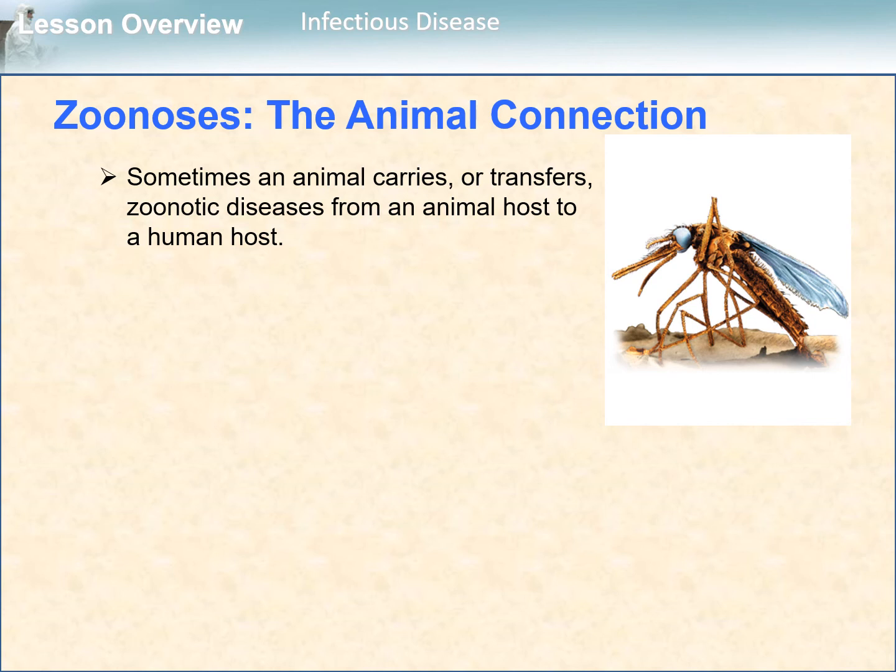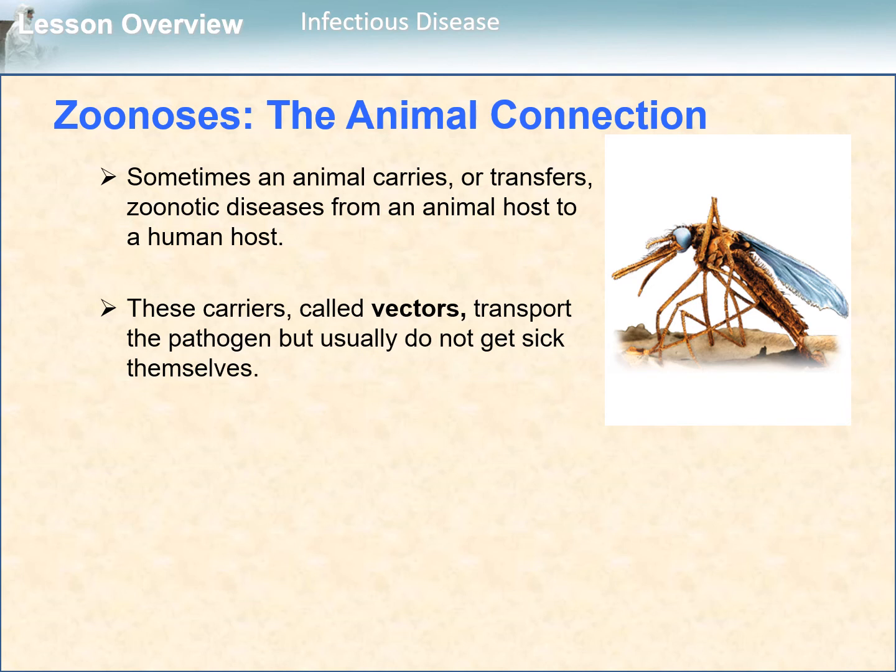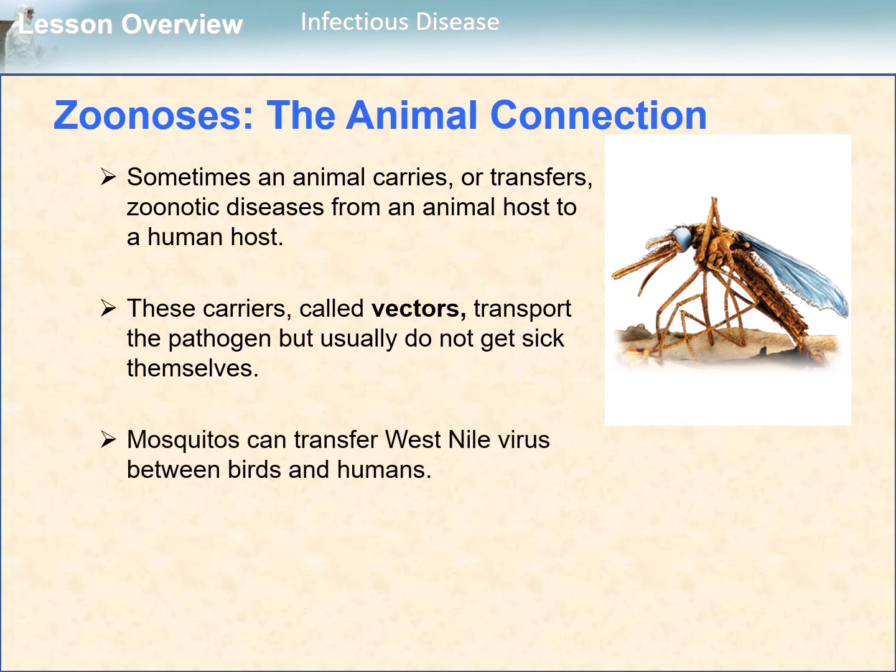Sometimes an animal carries or transfers zoonotic diseases from an animal host to a human host. These carriers are called vectors. They transport the pathogen but usually do not get sick themselves. Examples are mosquitoes, and they can transfer West Nile virus between birds and humans.